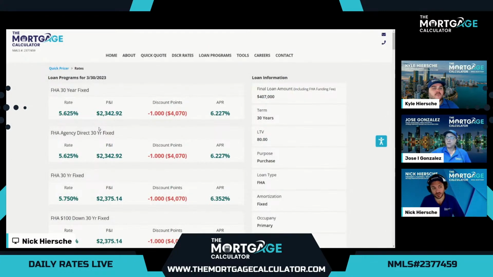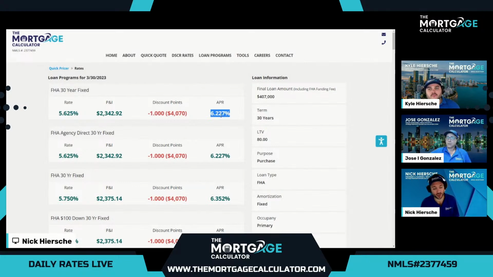Again, I think this is about the same as it was yesterday morning, almost exactly. So 5.625 rate for 1 discount point in cost and a final APR of 6.227. So remember, always compare the APR so we can compare across the programs. And even though FHA does have an upfront mortgage insurance and a yearly mortgage insurance, it's actually cheaper overall in this scenario for this typical borrower.